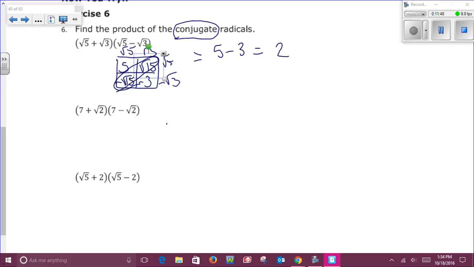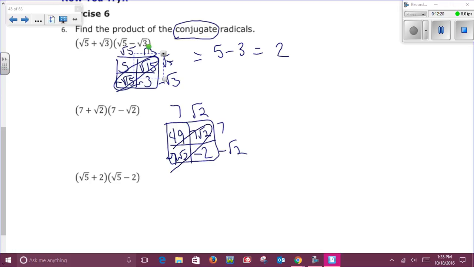Let's do the same thing with my next pair of conjugates. So I have 7 plus radical 2, 7 minus radical 2. 7 times 7 is 49. I'm not taking any square roots here because there is no radical. 7 times radical 2 is 7 radical 2. Negative radical 2 times 7 is negative 7 radical 2. And then radical 2 times negative radical 2 is negative 2. So my negative 7 radical 2 and my positive 7 radical 2 are going to cancel each other out. So I really have 49 minus 2, which is 47.